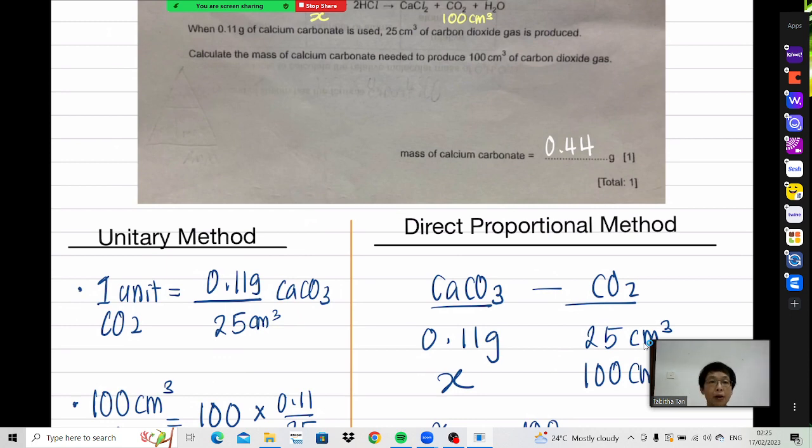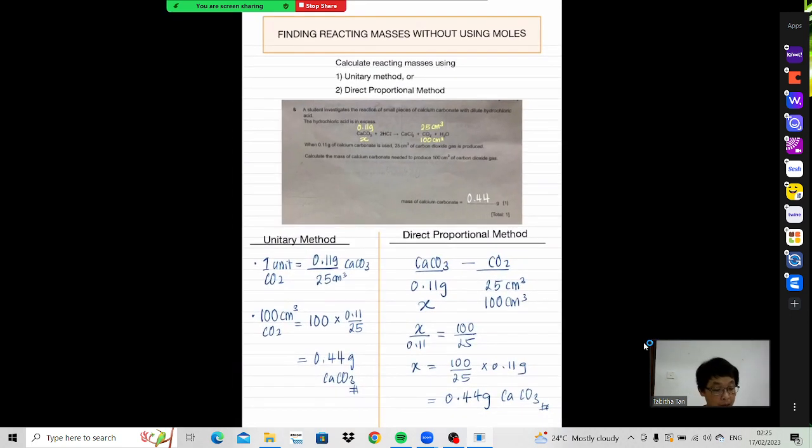So that's done. And that is how easy we can work on reacting masses, even though we haven't yet mastered or understood the concept of mole. However, it is still necessary to learn and master the concept of mole, but that will be for another time.